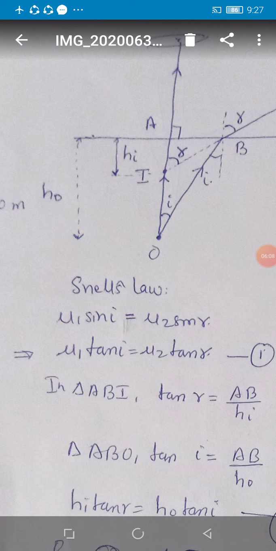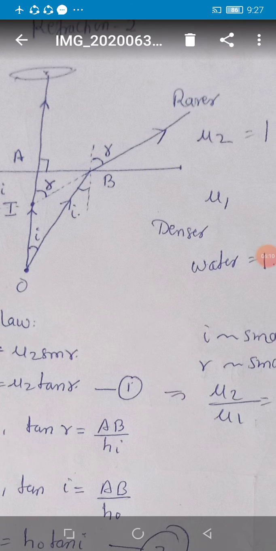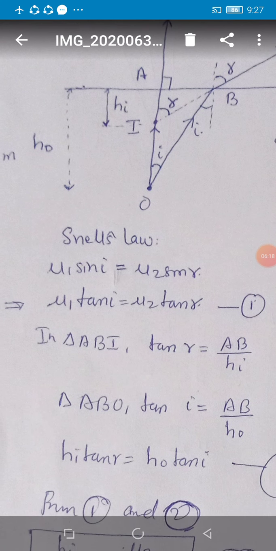So here the first medium was the denser medium. There I have written mu1 because light was traveling first in that medium. So I have taken mu1 sin I is equal to mu2 sin R. This I have shown in the figure, this product. Now see, some mathematics is there.